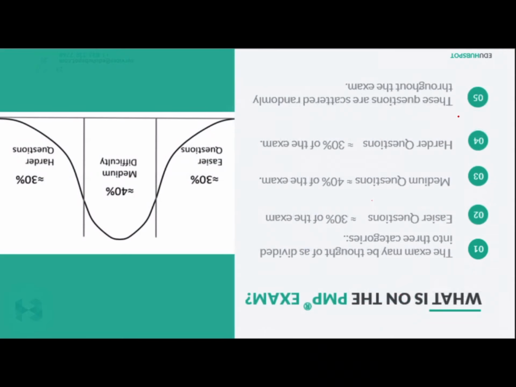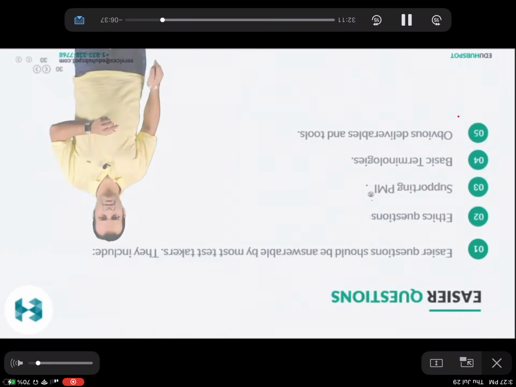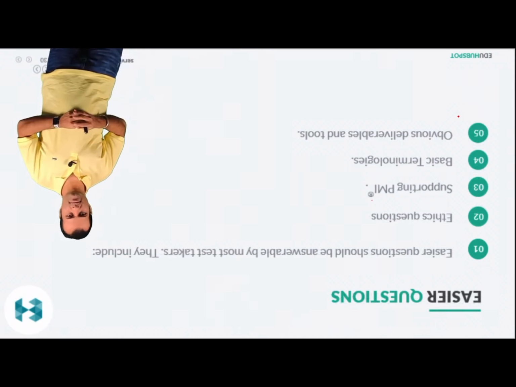Okay. Now, what is on the PMP exam? You will get three types of questions on the PMP exam. I mean, when I say three types, the types I've already explained, but what I'm trying to do is further categorize them into easier, medium, and harder. So typically you have around 30% easier questions, 40% medium difficulty, and finally 30% harder questions. So let's see, what are these easier questions?